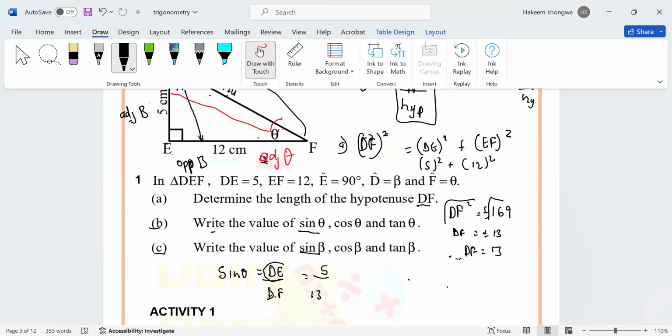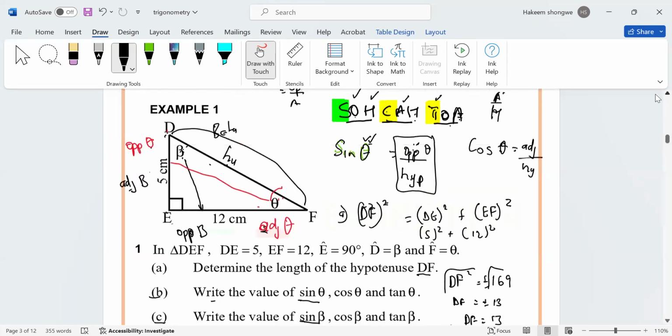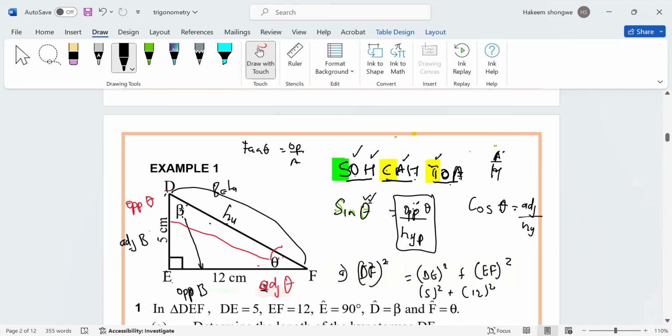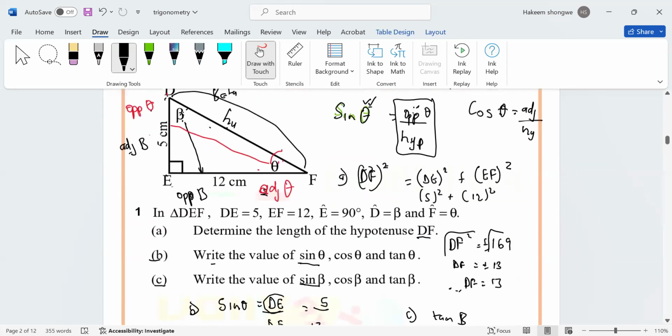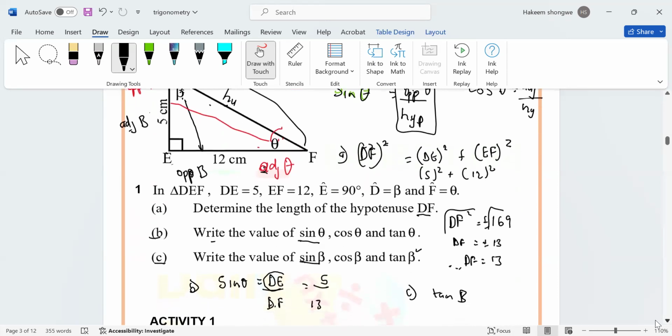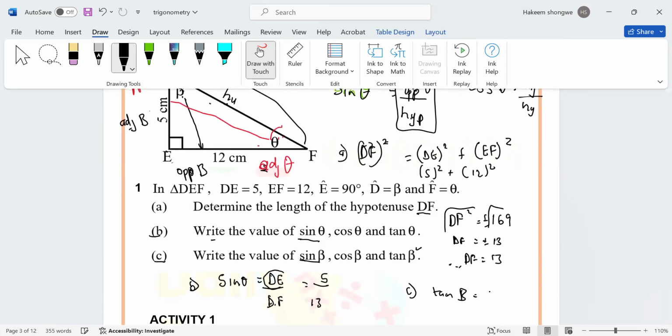Let's try number C. This was number B. Let's take tan. Tan is a little bit tricky. Let's go to tan of beta. How do you define tan? You define tan by saying it's opposite all over adjacent. Now, which angle did they say we should concentrate on here? They say you should look at beta. So we're going to look for opposite of beta all over adjacent of beta.